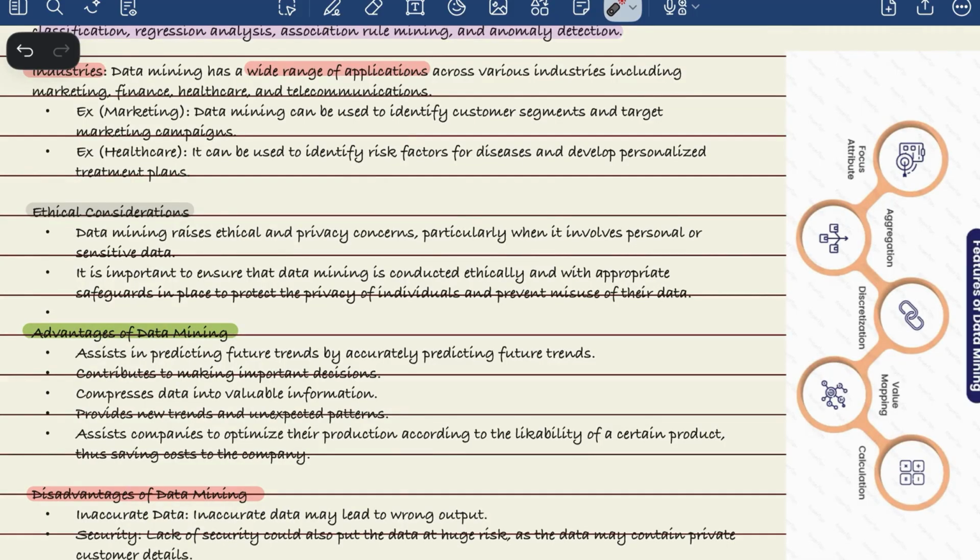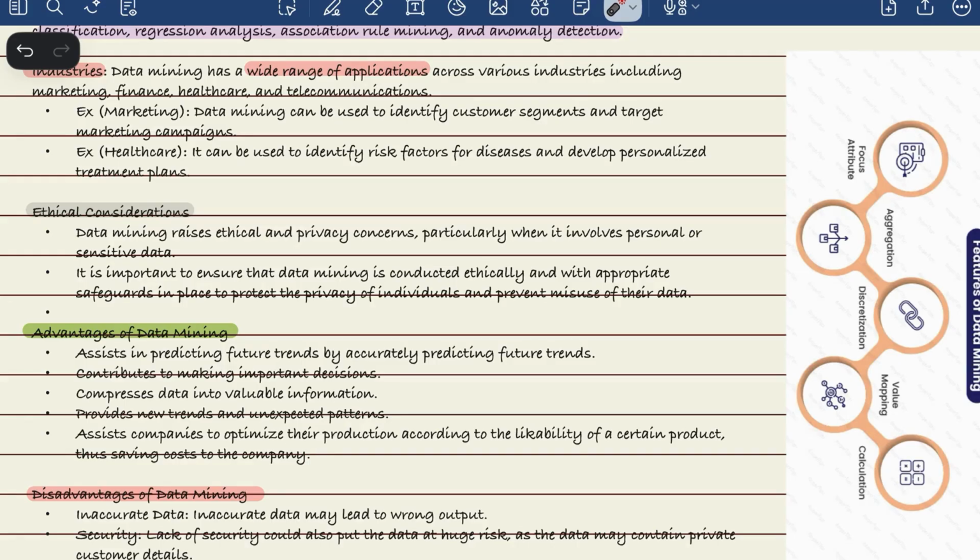There are a few ethical considerations to data mining as well, like ethical and privacy concerns, particularly when it involves personal and sensitive data about the user. And it is also important to ensure that data mining is conducted ethically with appropriate safeguards to protect the privacy of individuals and to ensure there is no misuse of the data.